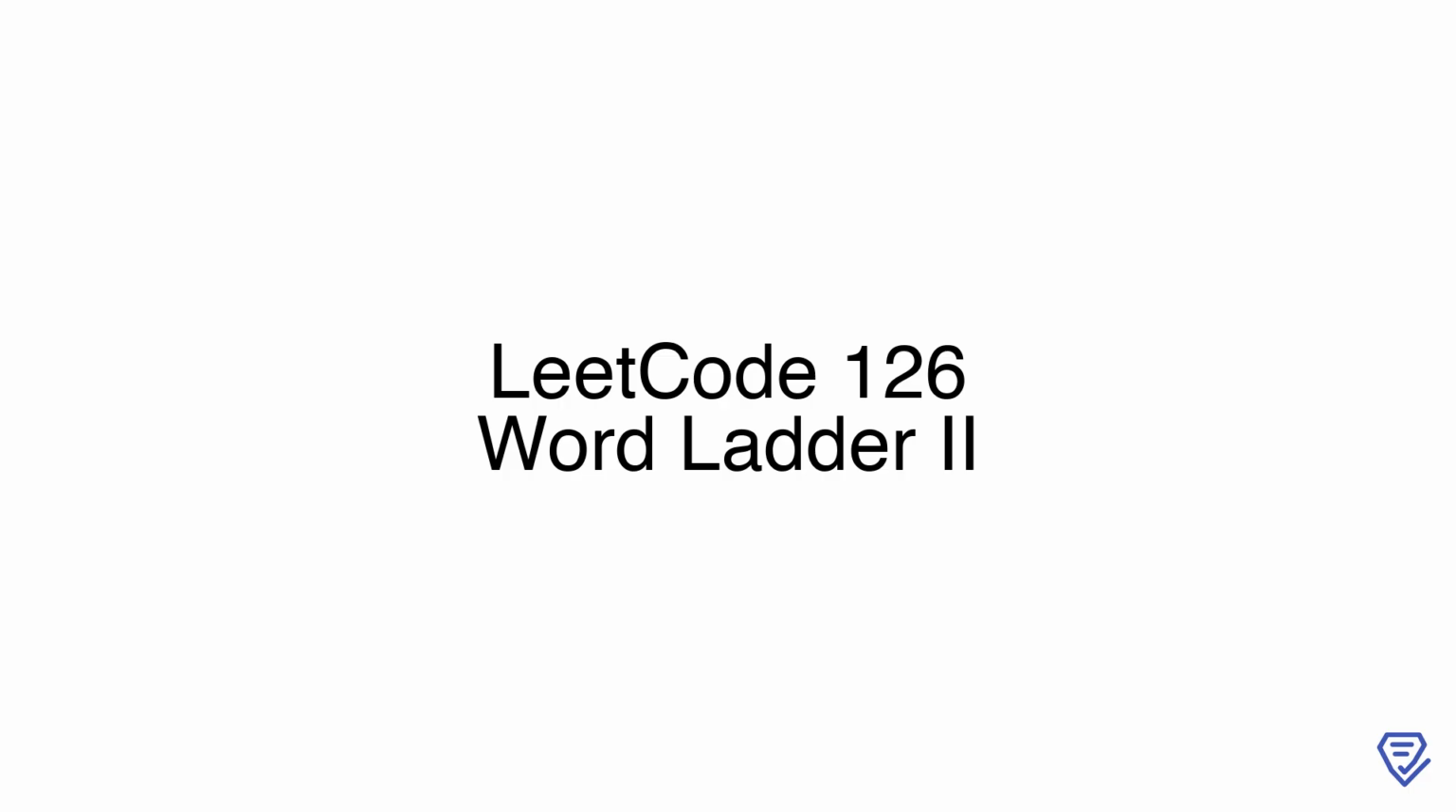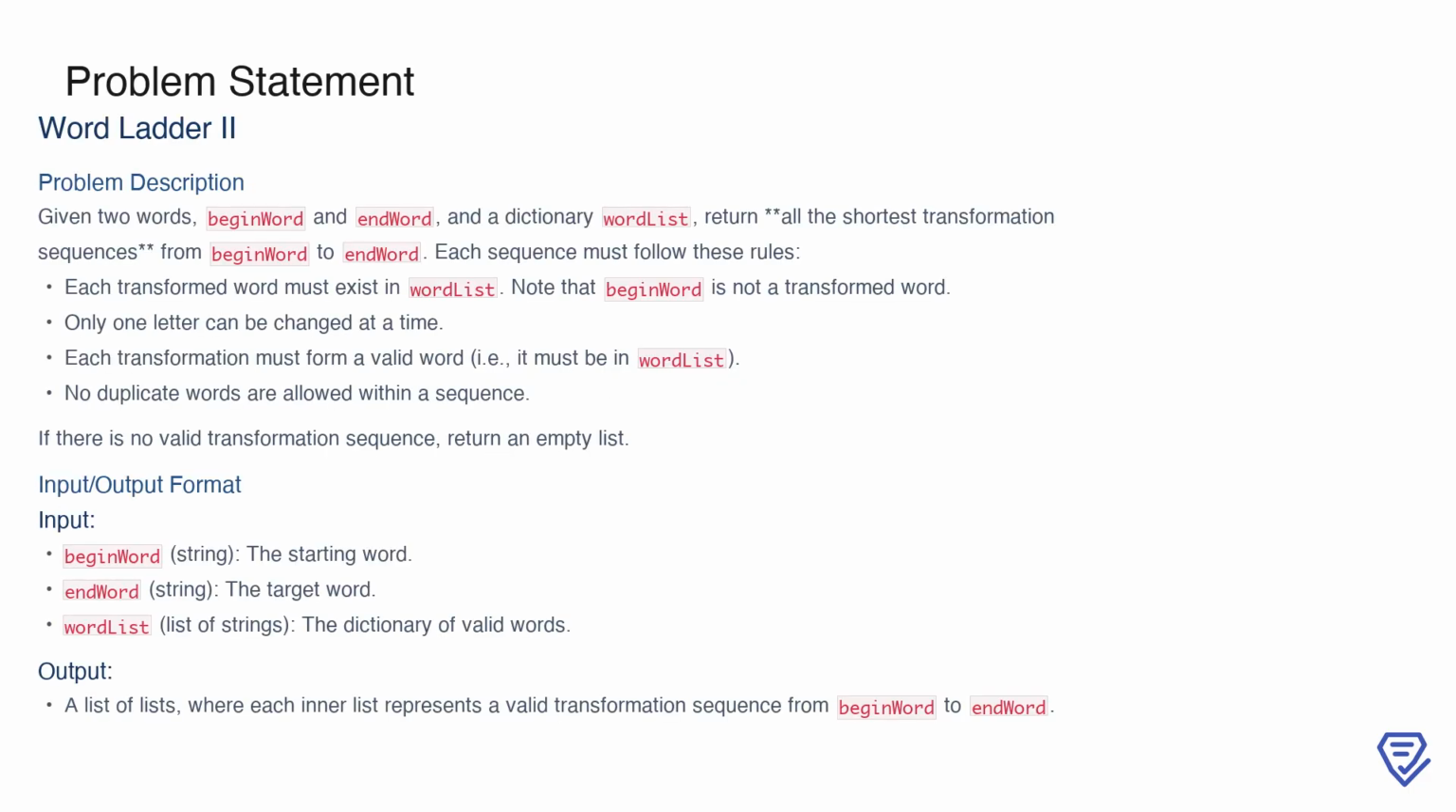Let's get started. In this problem, titled Word Ladder 2, you're tasked with finding all the shortest transformation sequences between two words, beginWord and endWord. You're given a dictionary of valid words called wordList, and each transformation must adhere to certain rules.